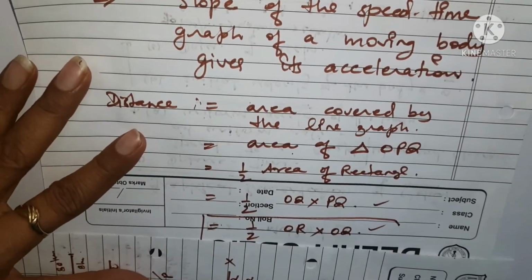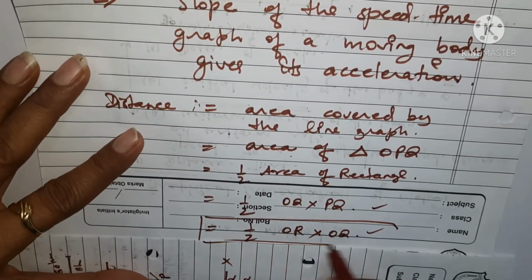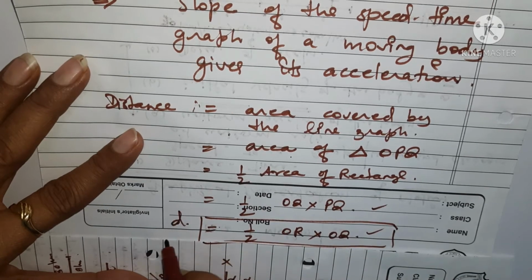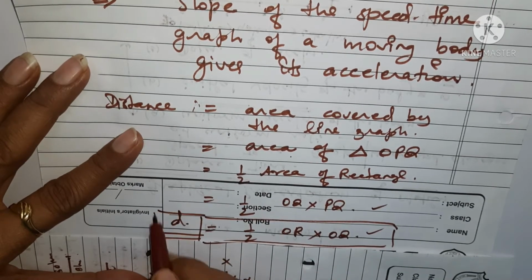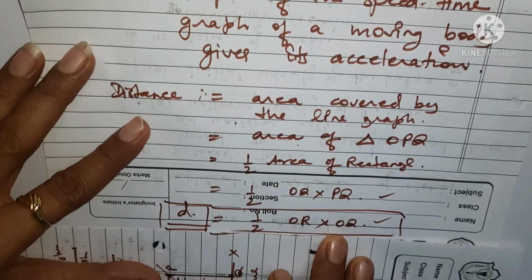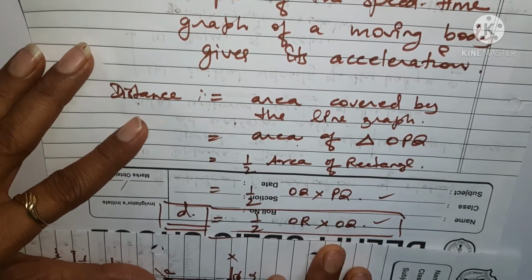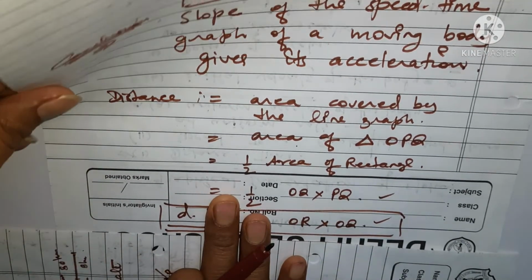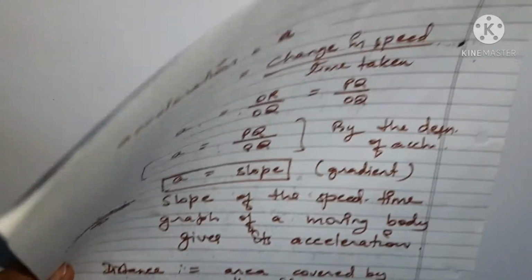So what will you be able to find? You are going to find the area, the distance covered by the body. Understood everyone? Fine. So we are finished with this topic here, and I hope you have understood.